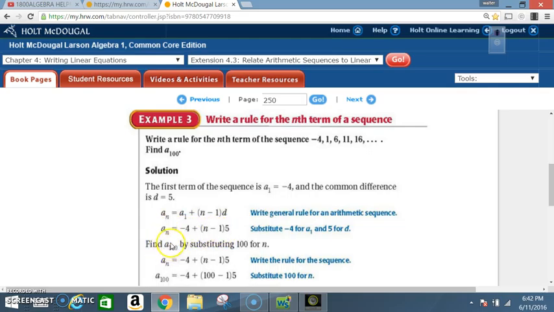Now we want to find the 100th term. So every place we see an n, we're going to put 100. That's our original formula once again, and now we're going to substitute 100 for n. Where I have a sub n, I'm going to put a sub 100, and where I had n, I'm going to put 100. So now I have a sub 100 is equal to negative 4 plus 100 minus 1 times 5.